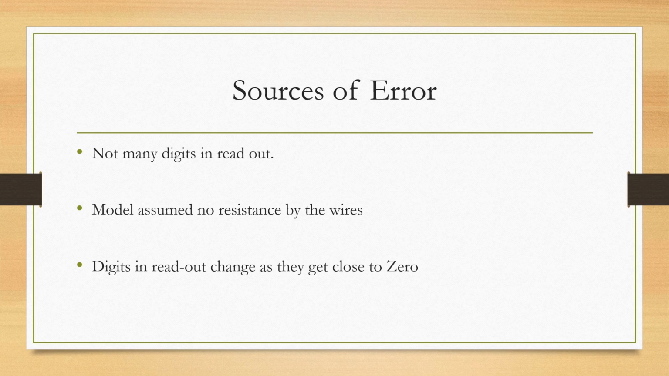Some potential sources of error in this lab was the small number of digits in the instrument I used to measure voltage, as more than 3 significant figures would have made my data more accurate. My model also assumed no resistance in the wires, which is not reflective of real life, introducing error.